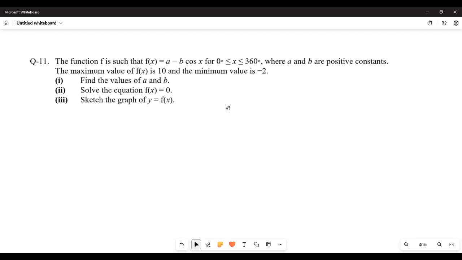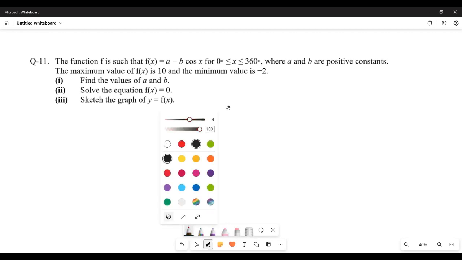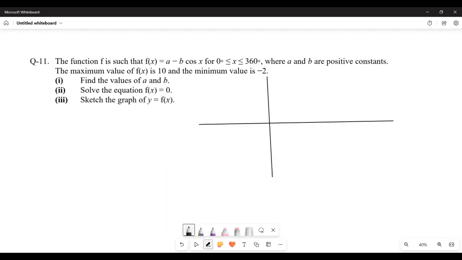So basically, they're telling you the maximum and the minimum value of the graph of this function, a minus b cos x. So the minimum value is minus 2 and the maximum value is 10. So what should be the central value here? It should be the midpoint of 10 and minus 2. So 10 plus minus 2 is 8 and 8 divided by 2 is 4. So this is going to be 4.